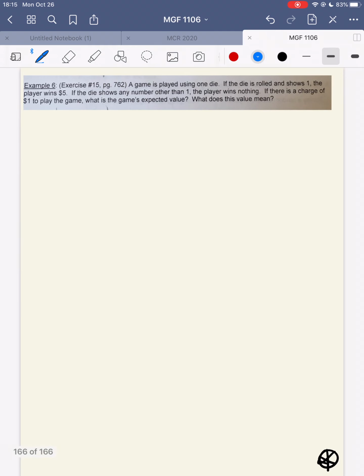Okay, one more example. This is example 6. This is on page 147. So a game is played using 1 die. If the die is rolled and shows 1, the player wins $5. If the die shows any other number, the player wins nothing. There's a charge of $1 to play. What is the game's expected value?